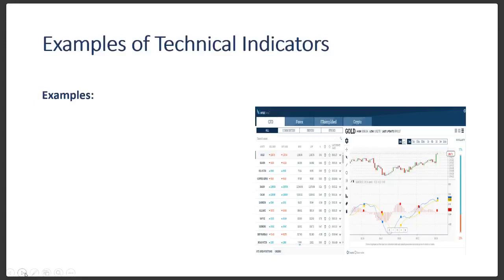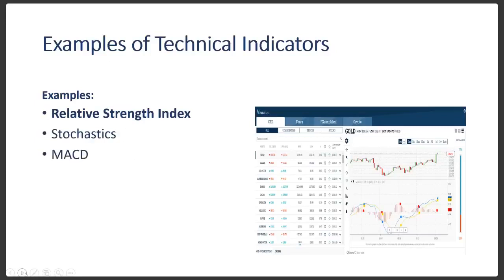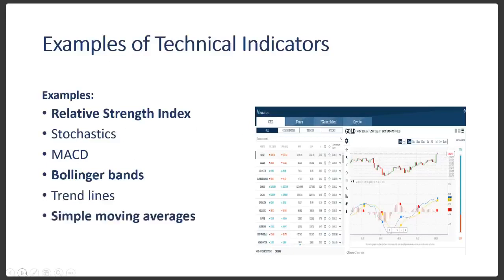Now, examples of such technical analysis indicators include the likes of the relative strength index, which we'll have a little chat about in a while, stochastics, MACD, Bollinger Bands, something else we'll talk about in a few more details, trend lines, simple moving averages, and the commodity channel index. This is just to name a few, because there are hundreds out there. For tonight's webinar, we're only going to talk about 3.